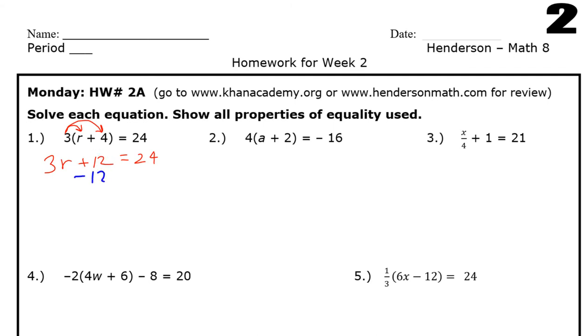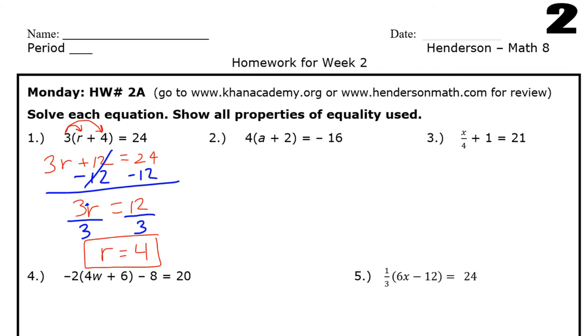So we're going to subtract 12 from both sides, and that is the subtraction property of equality. We're being fair, one to the left side and one to the right side. So I'm going to cross off my inverses here on the left side, and I'm going to rewrite my equation. 3r is equal to 24 minus 12, which is 12. And now this coefficient of 3 is multiplying the variable r, so we're going to do the inverse there, which would be to divide by 3. And that gives us our final answer of r is equal to 4.